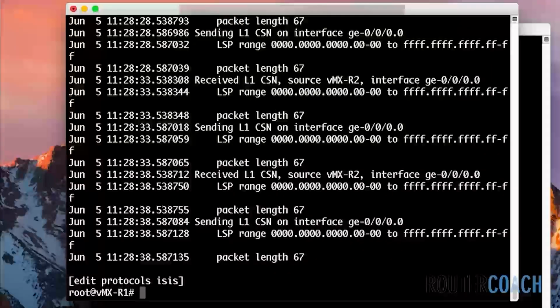All right, that is it for the ISIS protocol data units. Let's move on to the next lab.